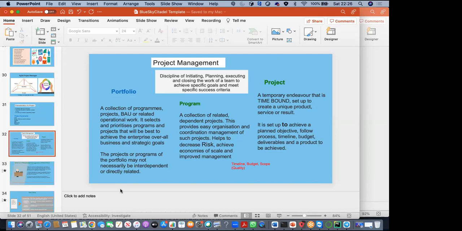A project is set up to achieve a planned objective. It follows process, timeline, budget, and there are deliverables that will be produced, and a product that would be achieved by setting up that project. A project is set up to deliver a product. All right? I hope we understand what it means now. Are we together? Yes.